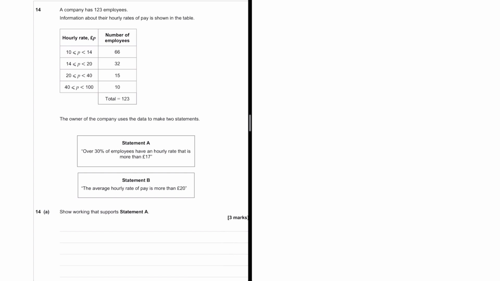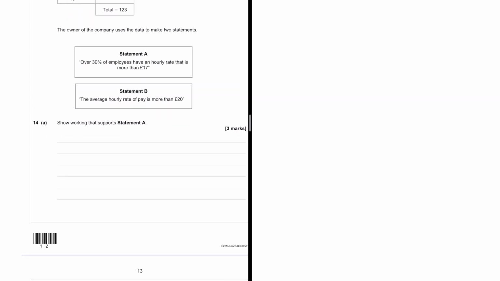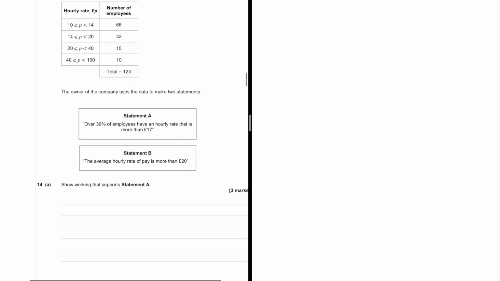So for question 14, we're told that a company has 123 employees. We're given this information about their hourly rates of pay in the form of a frequency table. And we have some statements. The first one says that over 30% of employees have an hourly rate that is more than £17. And we want to show some working that supports statement A.